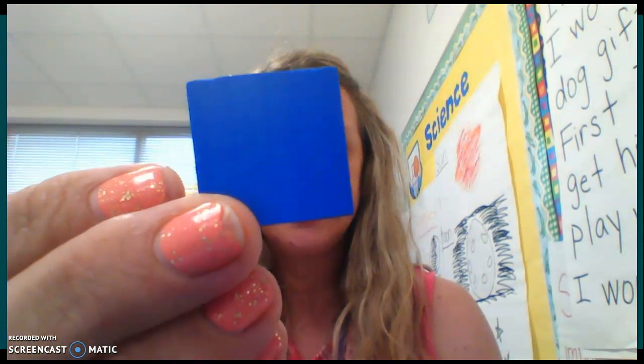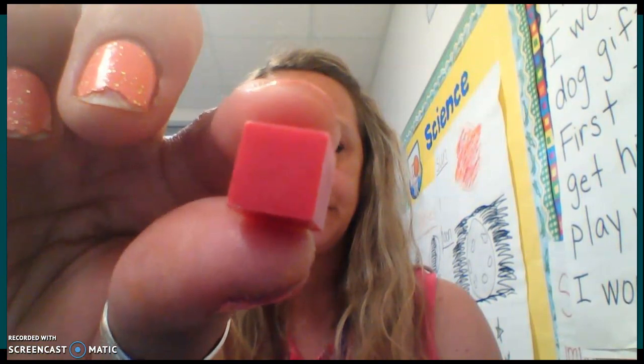How can I measure how long they are? What can I use to measure these objects? I can use paper clips. I can use a tile. I can use a unit cube. What else could I use to measure my stapler or my pencil? Any ideas?